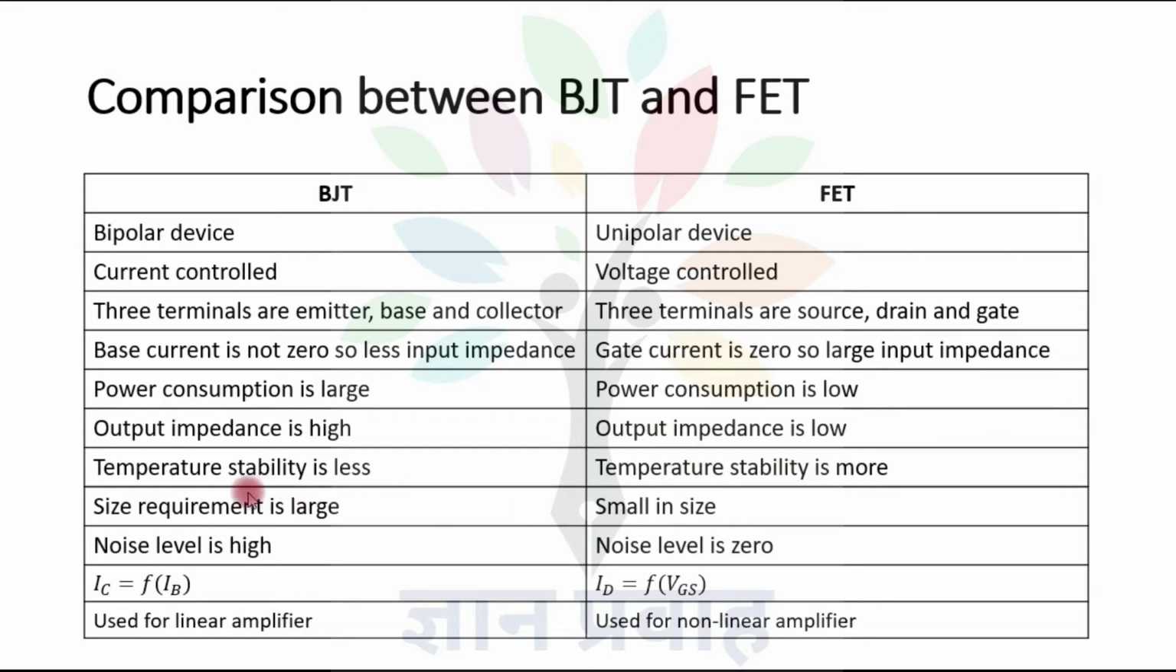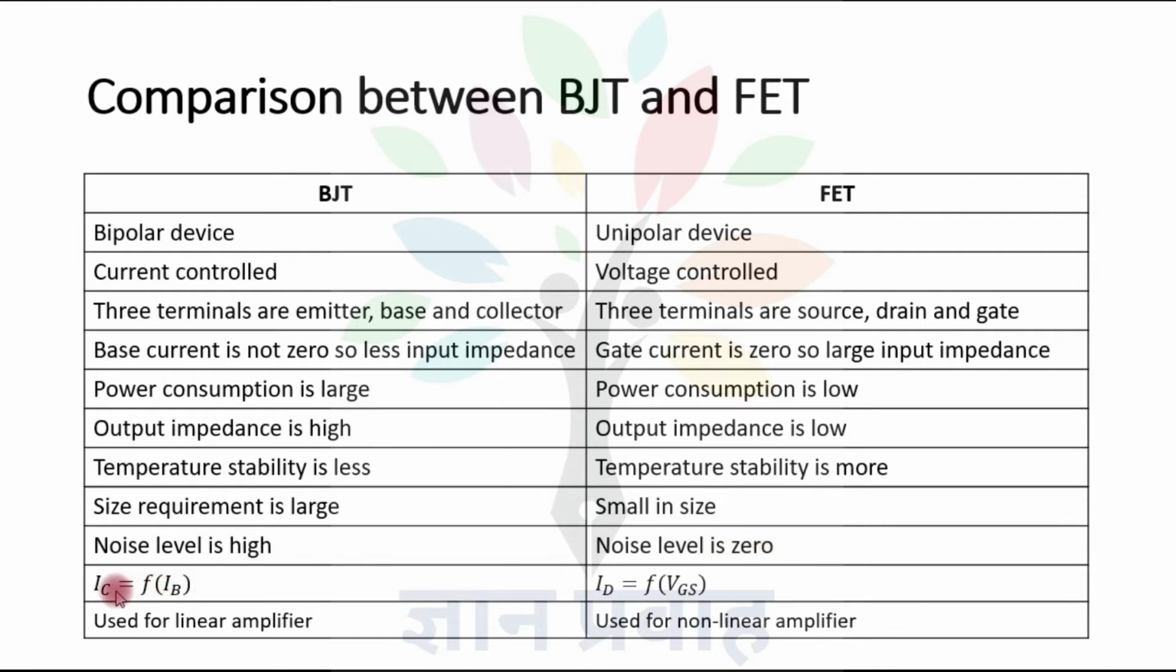The area requirement is large in case of BJT, while FETs are small in size. It means it requires less area as compared to BJT. Noise level is high in case of BJT, while noise level is zero in case of FET.